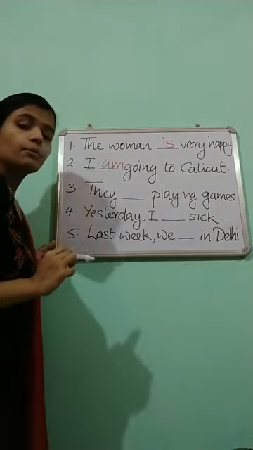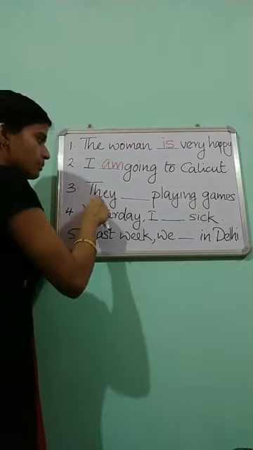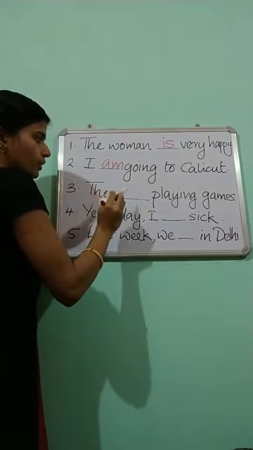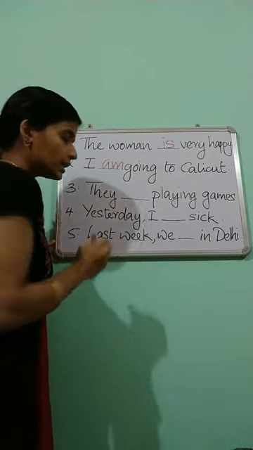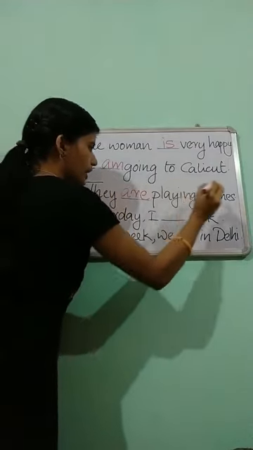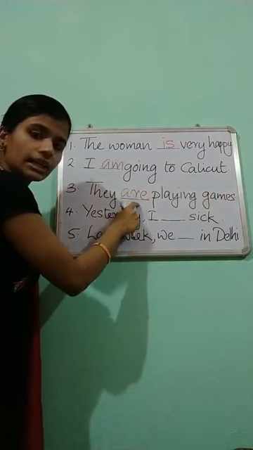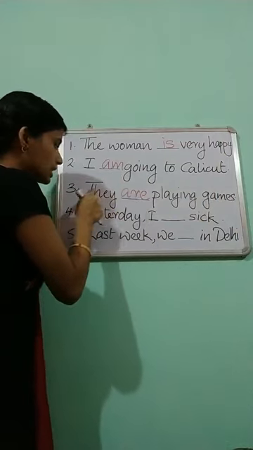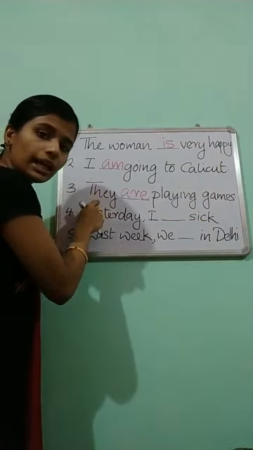They is a plural noun. So, we should use the auxiliary verb are. They are. They are playing games. Why did we use are here? Because they is a plural noun.